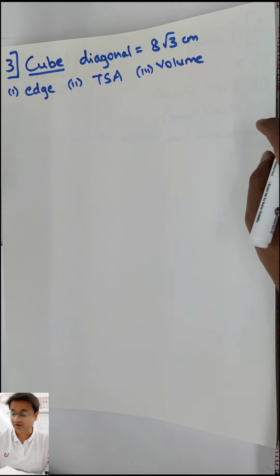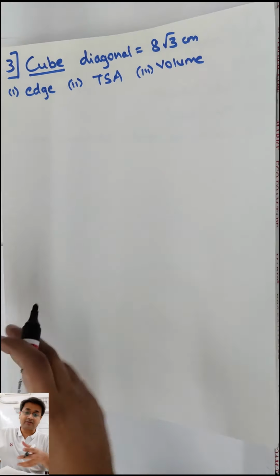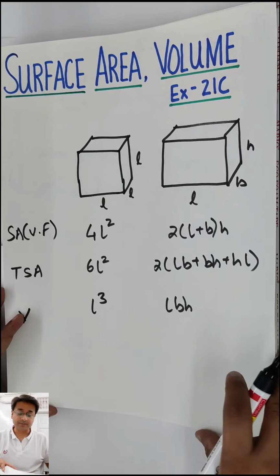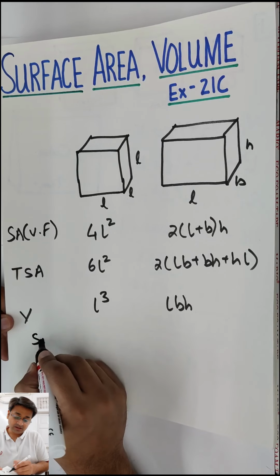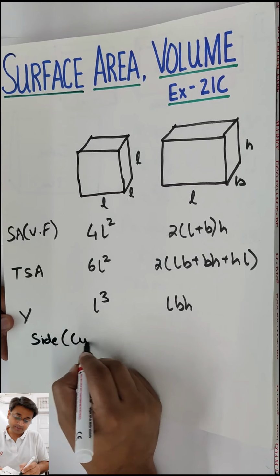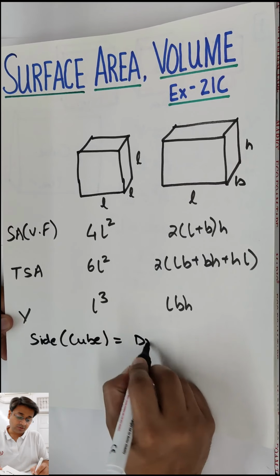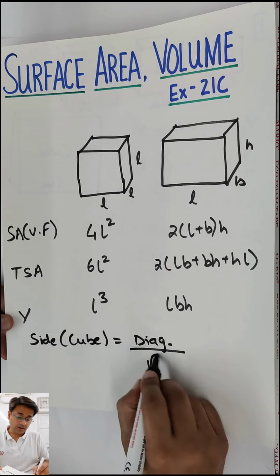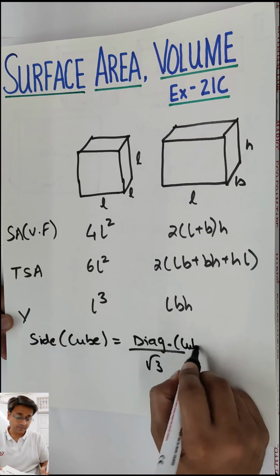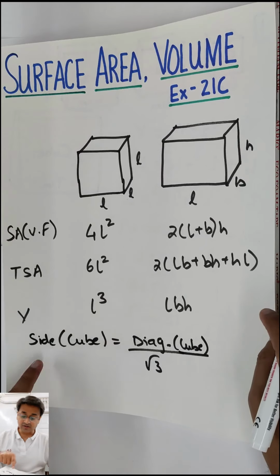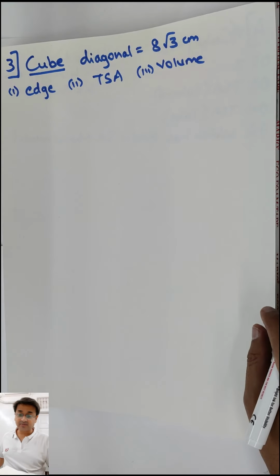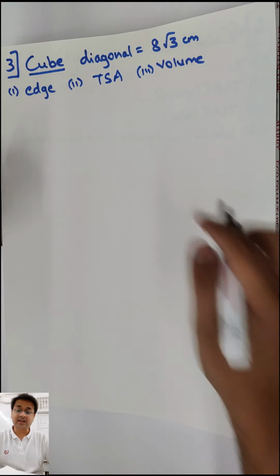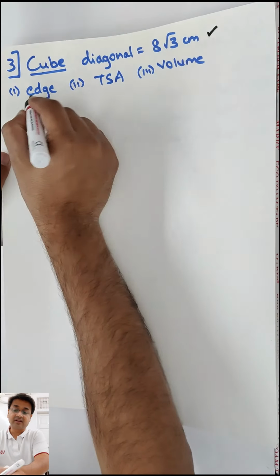Your next question is sum number 3. It's slightly different. So here you'll have to understand one more formula. Instead of getting into the details, directly I'm giving you the formula. Side of a cube is equal to diagonal of the cube upon root 3. Will you remember this? Side of the cube is diagonal by root 3. So exactly the same thing we are going to use here. They say that there is a cube with this as the diagonal, find the side.